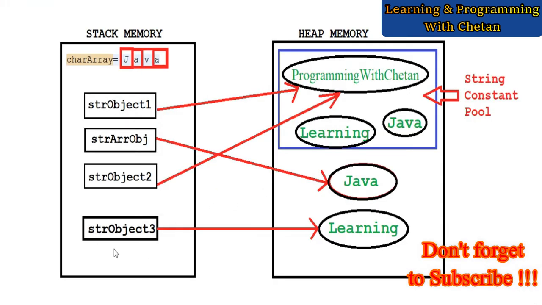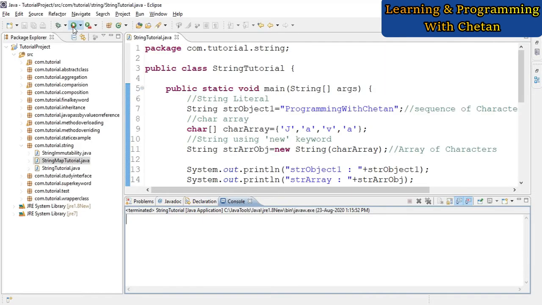So in our memory diagram, you can see that our string object 3 is pointing to an object inside heap memory with the value learning. And whenever we create a string object by using the new keyword, it will create two objects, one inside heap memory and the second one inside the string constant pool. Now let's run our program first.